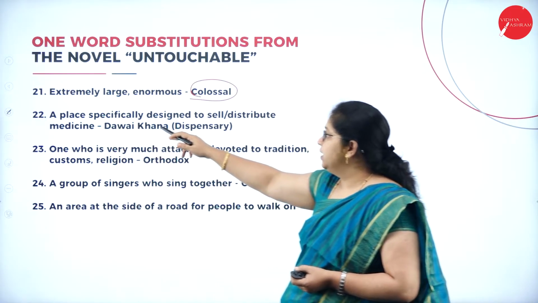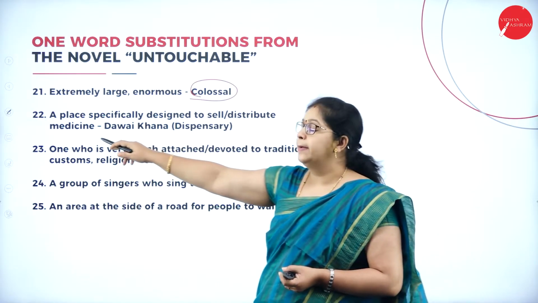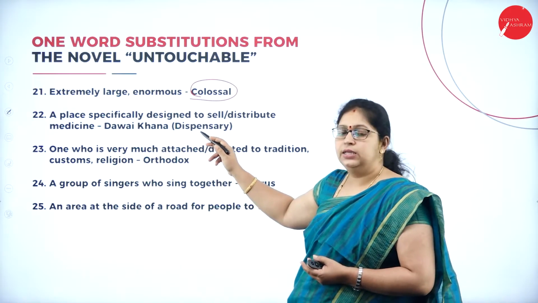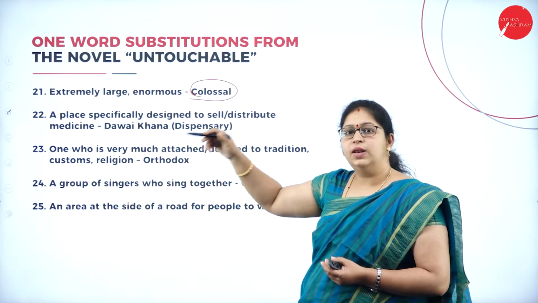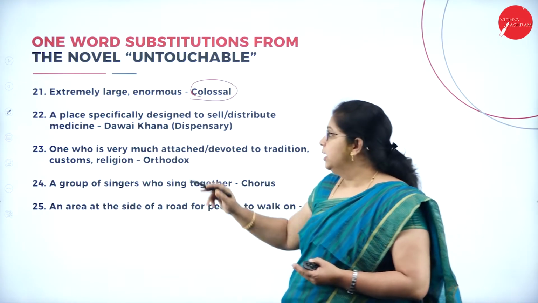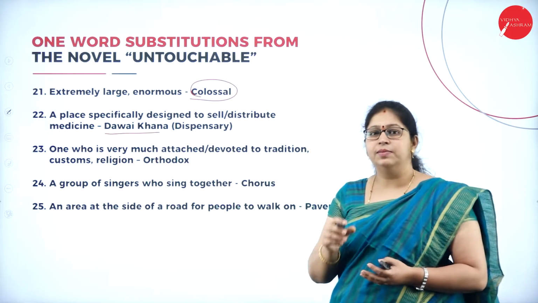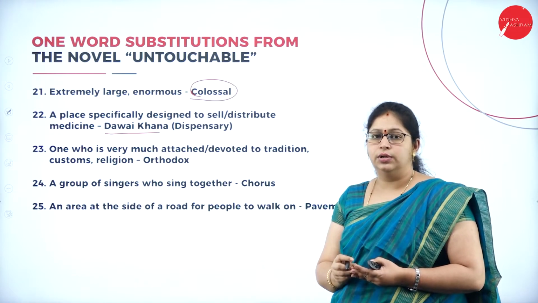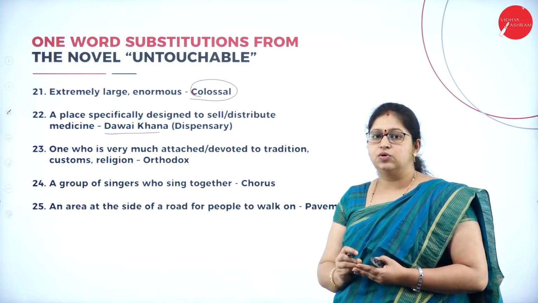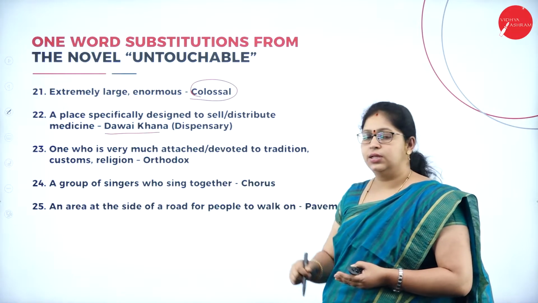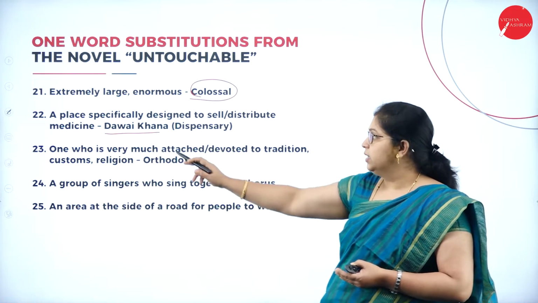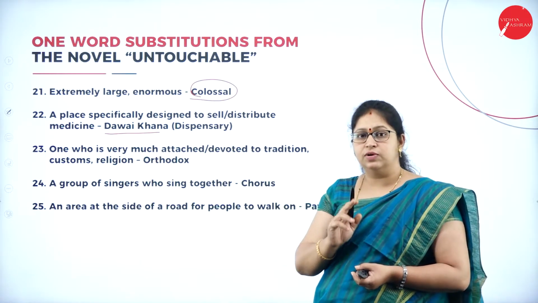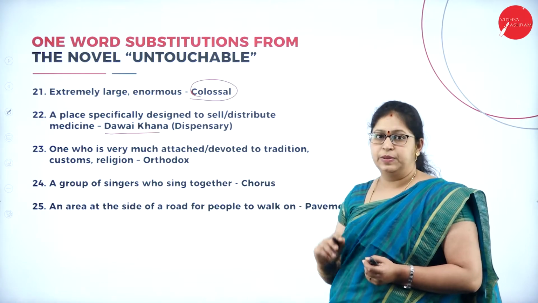A place specifically designed to sell or distribute medicine. Where is it done? It is in the dispensary. In English it is dispensary. Here in the novel, as it is influenced by Hindi, it is used as Dawai Khana. Dawai means medicine. Dawai Khana, where the medicines are sold. Medicines are given. That place is called Dawai Khana. In English, the other word is dispensary. Dawai Khana is a Hindi word. It is used in the novel, but the English one-word substitute for this sentence is dispensary.